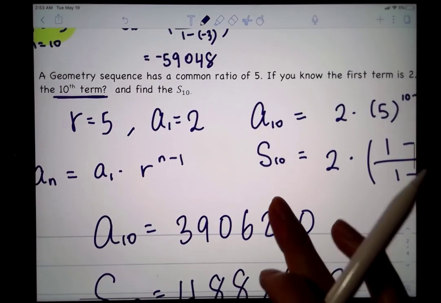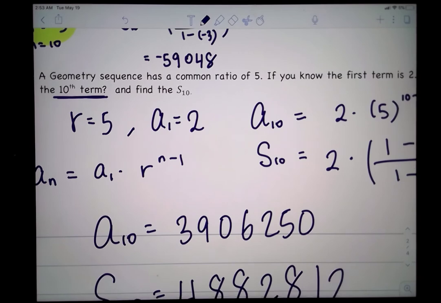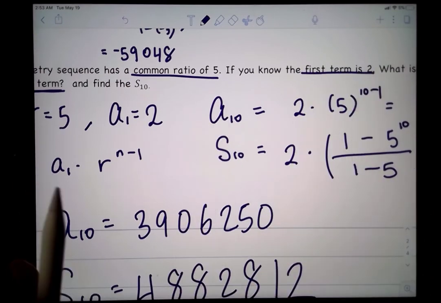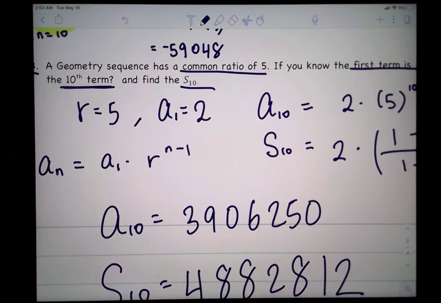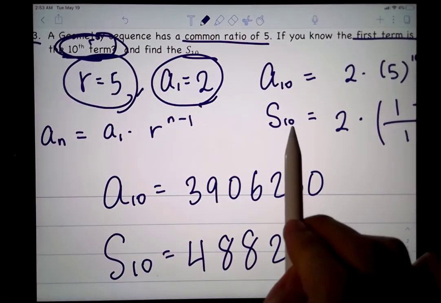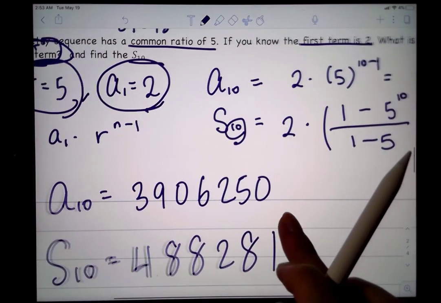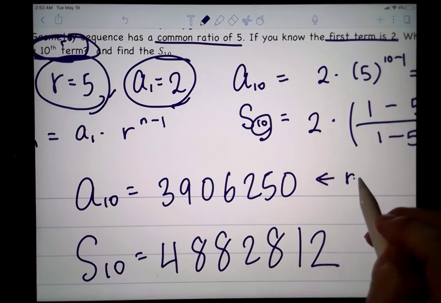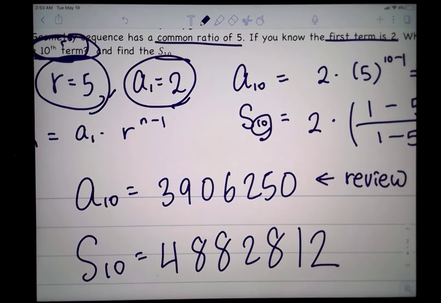And number 3, I gave you the information as words. So common ratio is 5, first term is 2. What is S10, right? A10 was kind of bonus, right? But R, A1, and your N, if you know these 3, you just plug them in, you can get the answer. Alright? And that was kind of review, how do you get your A10? That was review. Okay? And this is today's lesson, S10.